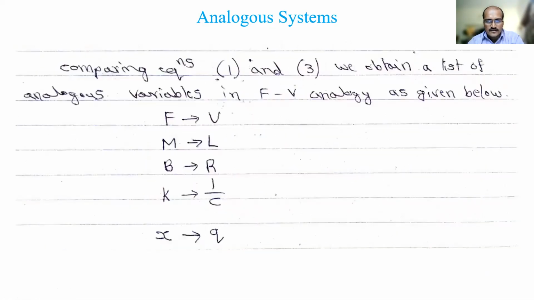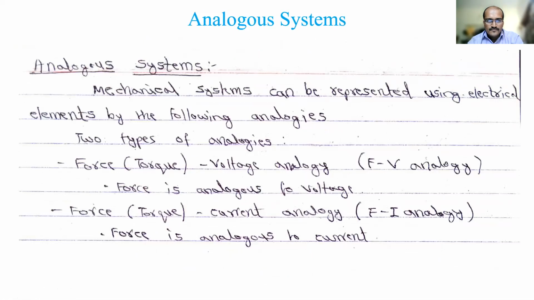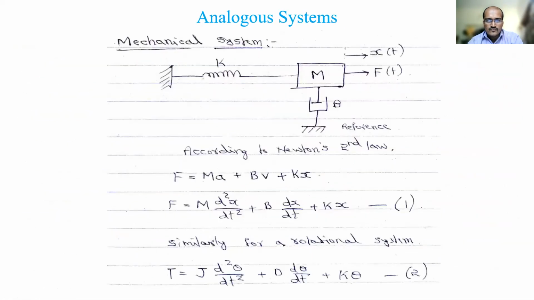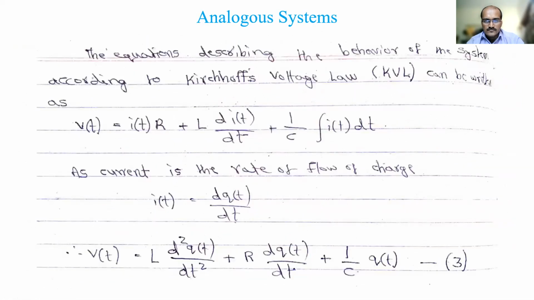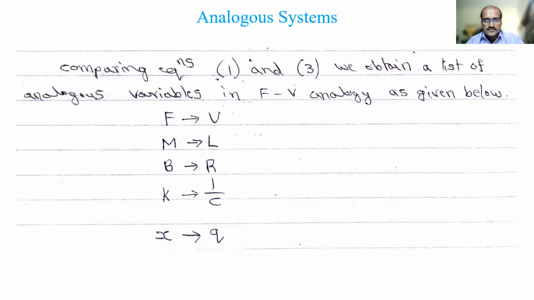Let's summarize what we have done. For analogous systems, I have taken a mechanical system, both translational and rotational, and written the differential equation. Then I have taken a series electrical system and written its equation. In that, I substituted charge q for current, the rate of flow of charge, compared the equations, and got this list. This list is very important to solve the problems. Somehow you have to remember this. If you get confused here, the problem will go wrong.